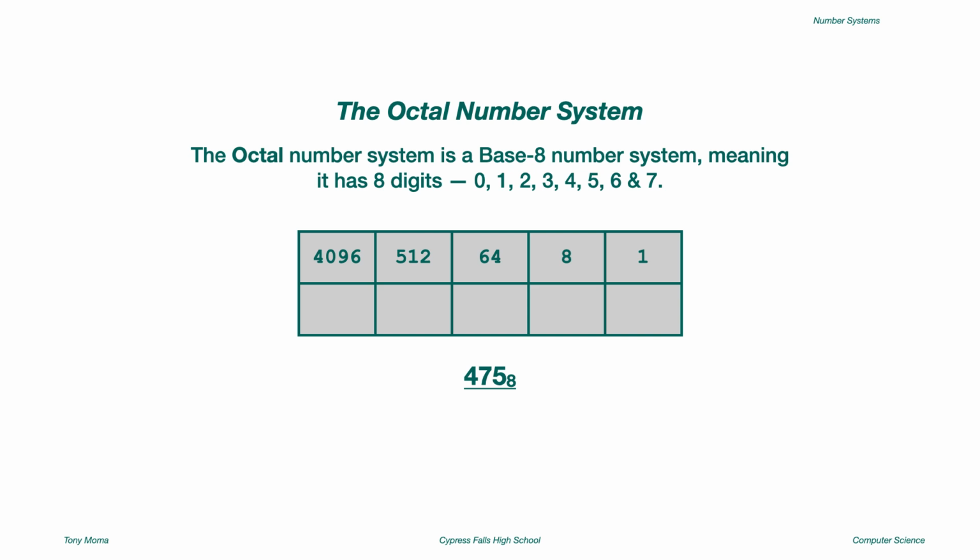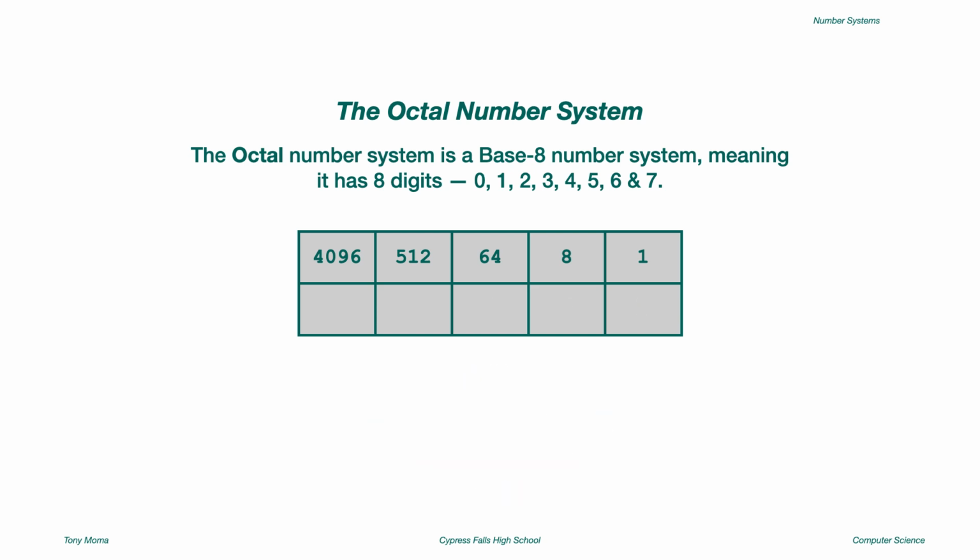Well, we start by taking the far right digit, the rightmost digit, putting it in the far right column, followed by the second rightmost digit, and then the third rightmost digit. Next, we're going to multiply the top row by the bottom row, then add up each column. When we do that, we get 64 times 4, plus 8 times 7, plus 1 times 5, which simplifies to 256, plus 56, plus 5, which simplifies to 317, decimal.